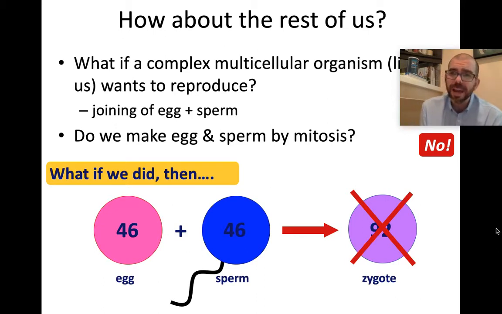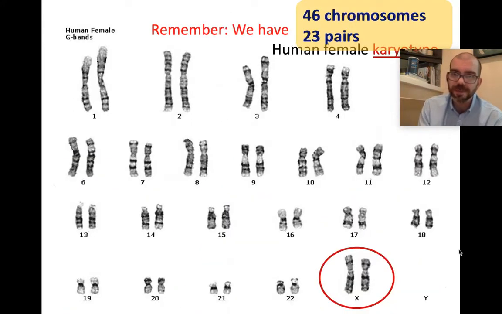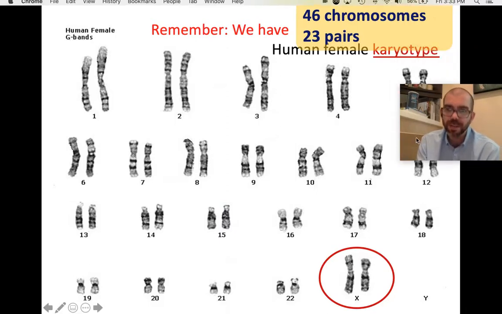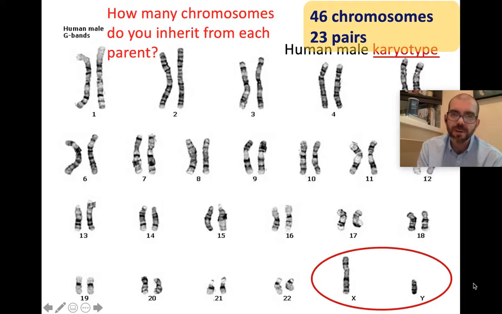If we did it this way, every generation would have more DNA than the last. If that 92 chromosome baby grew up and reproduced, then I'd add 46 to that 92, and every generation we just have way too much DNA. This is not going to work as a way of reproducing. We have 23 pairs, and there's a reason why they're in pairs. By having them in pairs, that's going to enable us to overcome this problem.